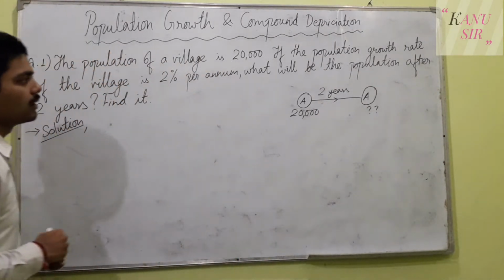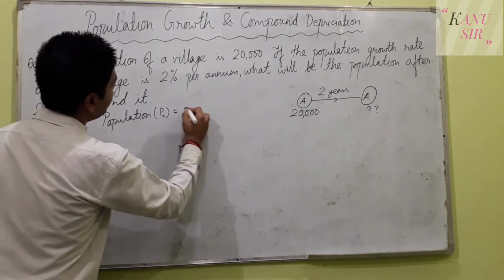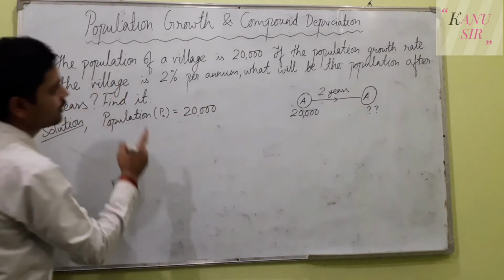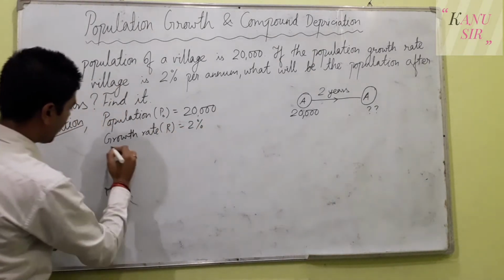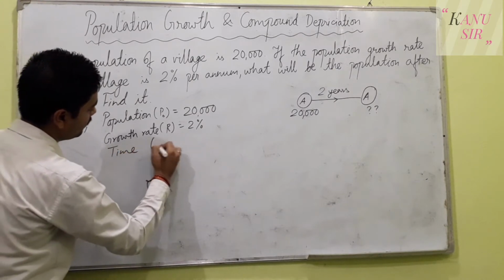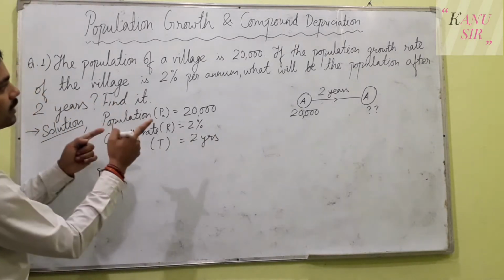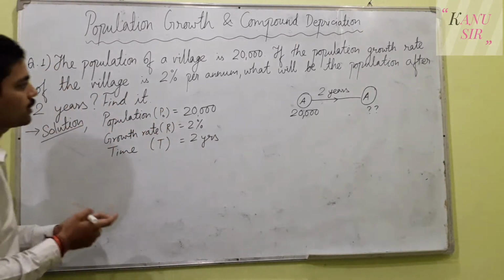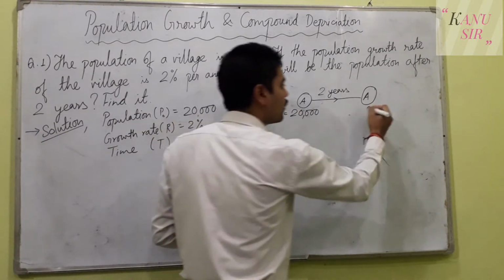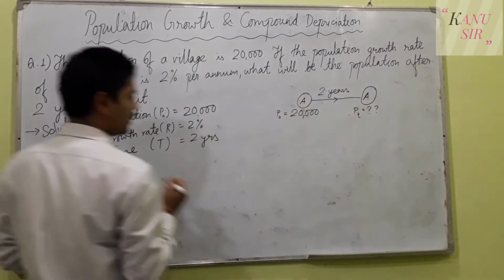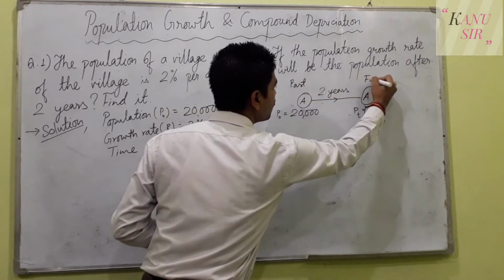So let us write the given values here first. Initial population is equal to 20,000 and growth rate is equal to 2%, and time duration, or simply time T, is equal to 2 years. And what is asked in the question? What will be the population after 2 years? It means this one was the P0, or starting initial population, and we have to find PT, because this is past and this is future.